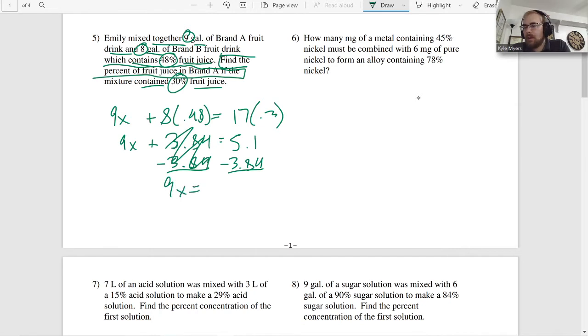Anyways. So 5.1 minus 3.84 is 1.26. I think that divides evenly-ish into 9, besides the fact that it's a decimal. Let's see. Divide by 9, and I get 0.14. All right, so remember, the goal is to find the percent of fruit juice. So that's good and bad. Good because I don't have to worry about units. Bad because I need to rewrite it as a percent.